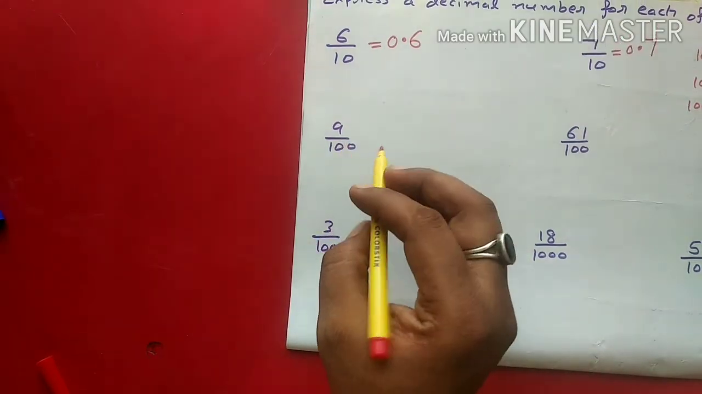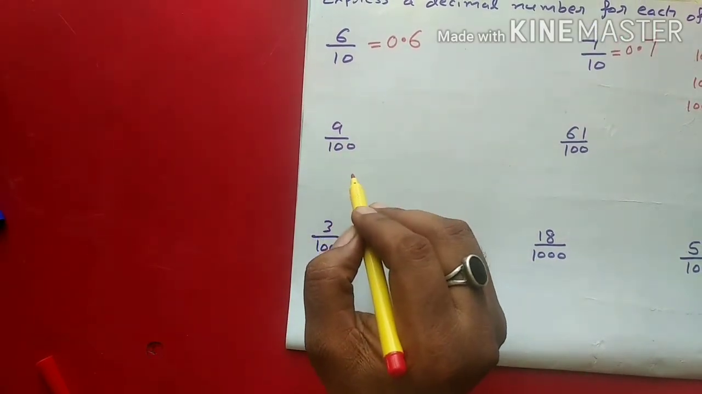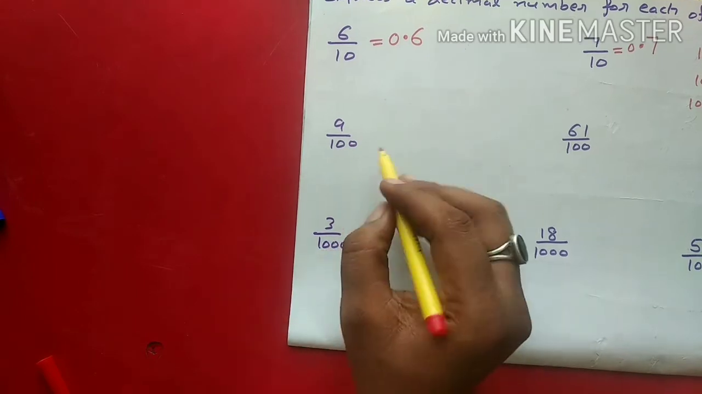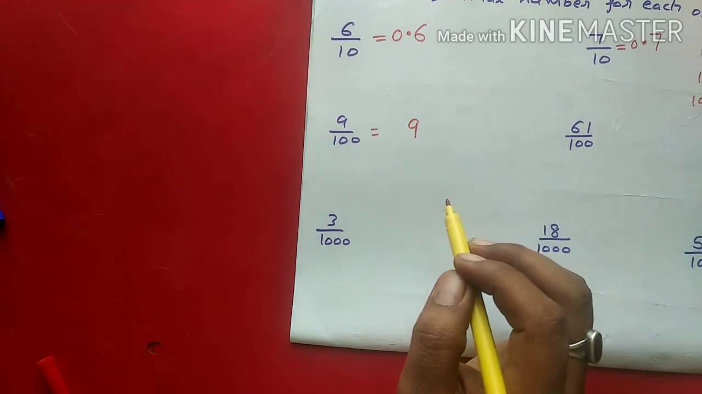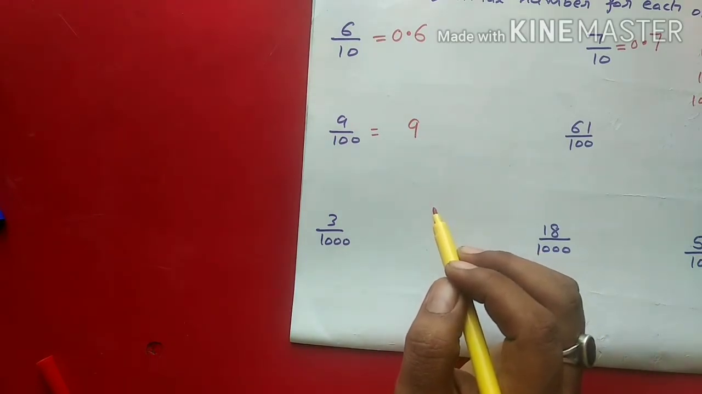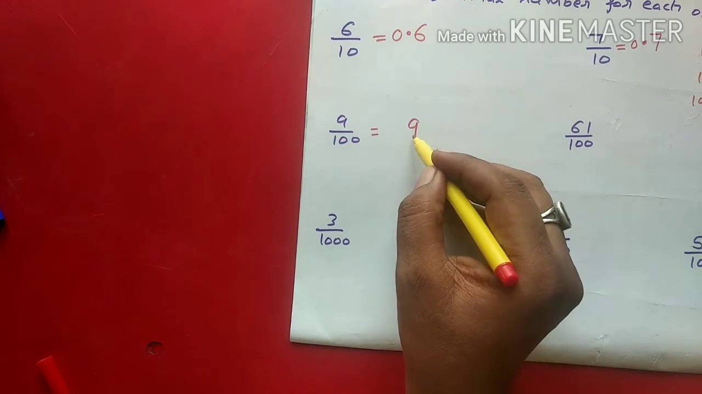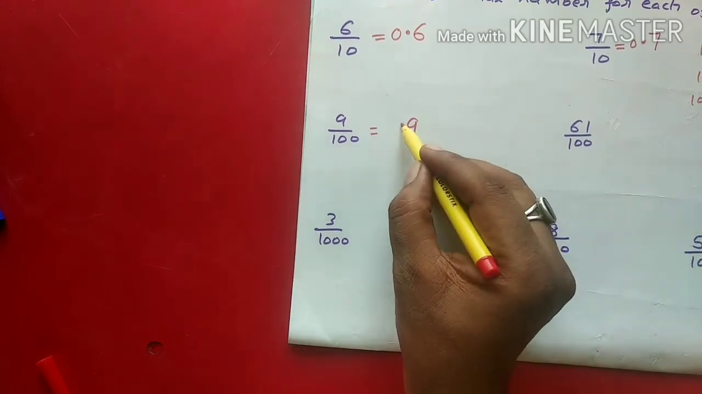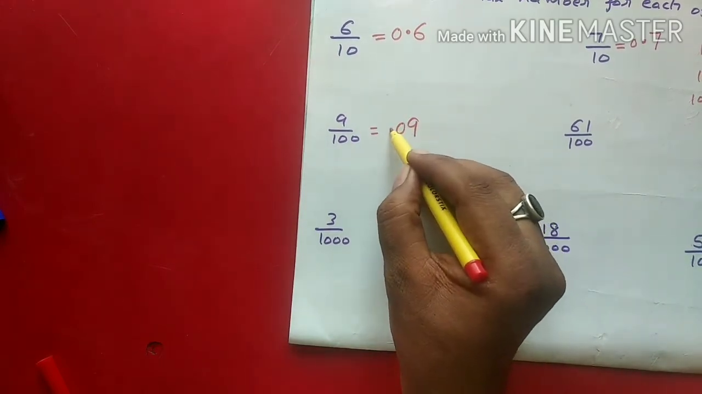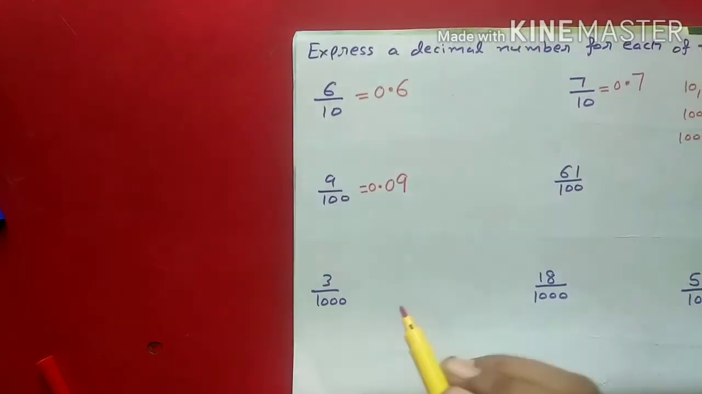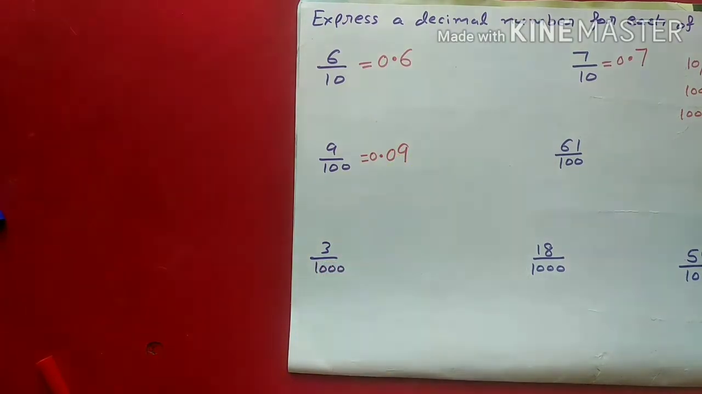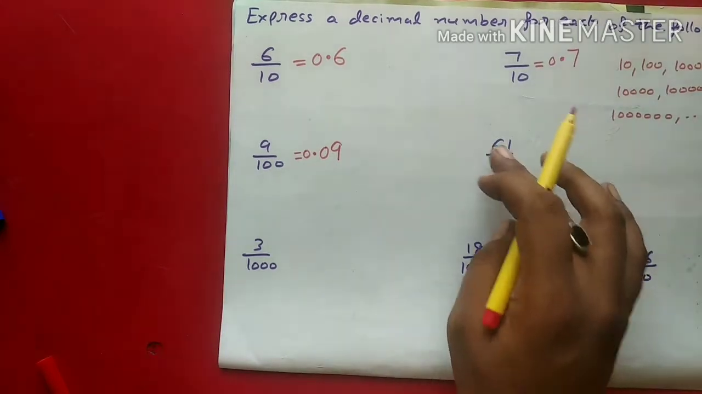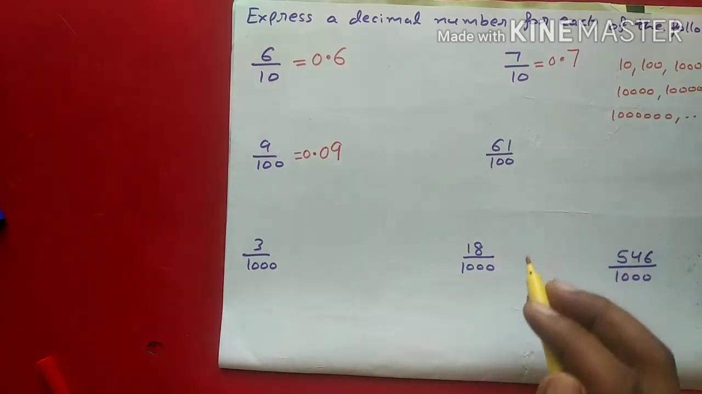9/100. So here how many zeros are there? There are 2 zeros. So you will write 9 in this manner, so that after the decimal there are 2 digits. But this is a single digit. So in order to make 2 digits, you will write 0, and after writing 0 you will mark the decimal. Okay student, so you can see that this can be written as 0.09.